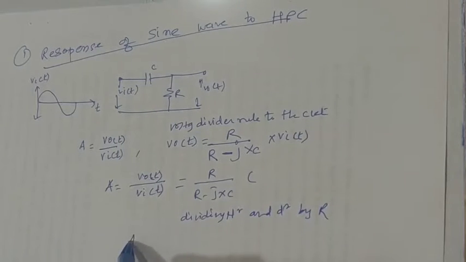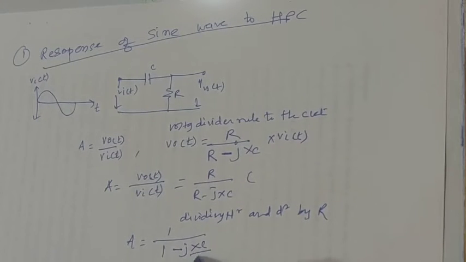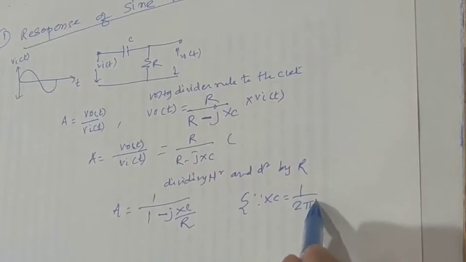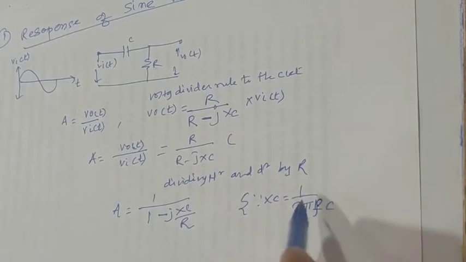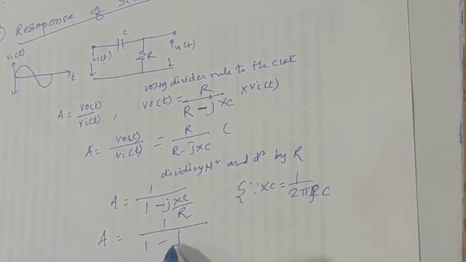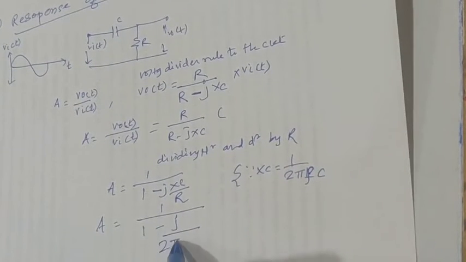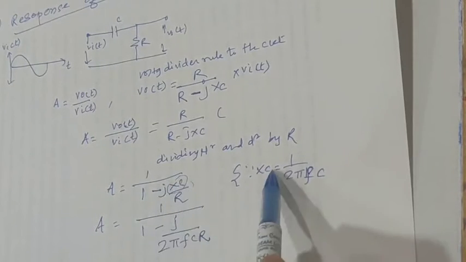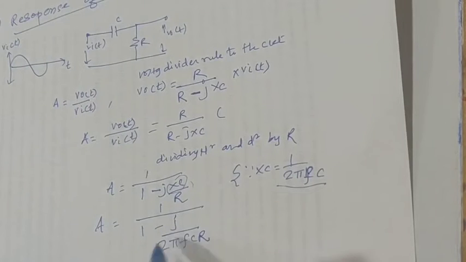See what will happen. So A is going to be 1 upon 1 minus jXC by R. But what is XC? Since XC is equal to 1 upon 2 pi FC, I can put it here now. So the gain formula is going to be 1 upon 1 minus j divided by 2 pi FC into R. See, this XC is replaced by 1 upon 2 pi FC. So this is the formula for the gain.